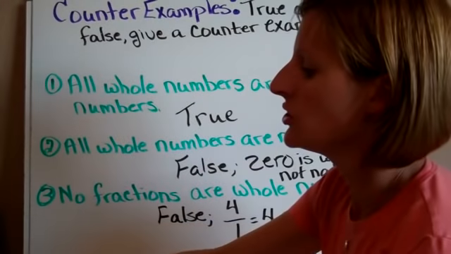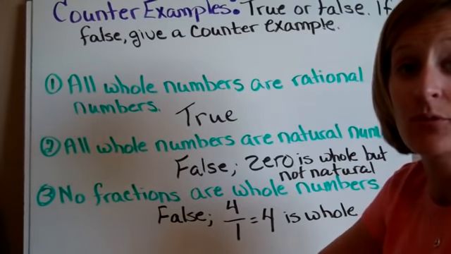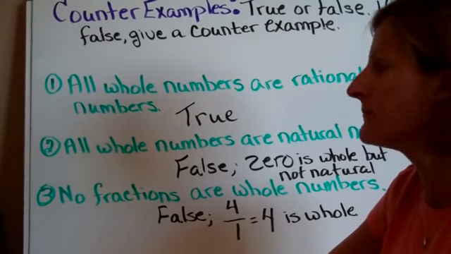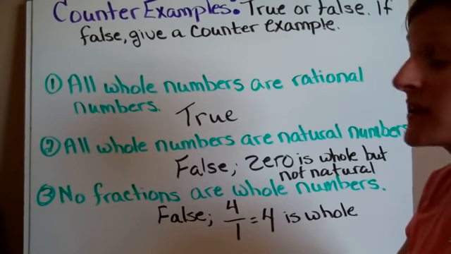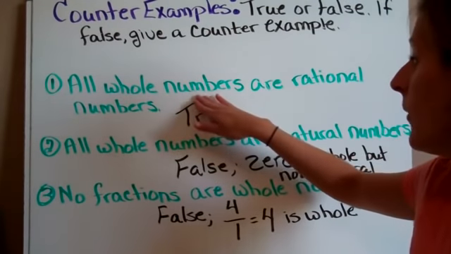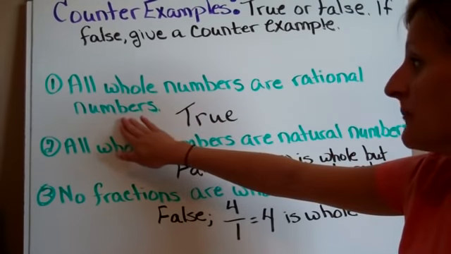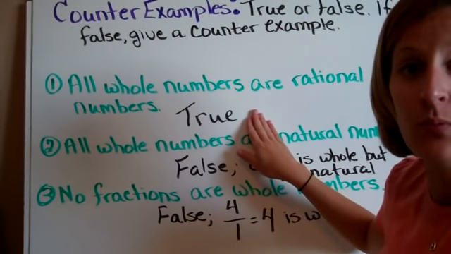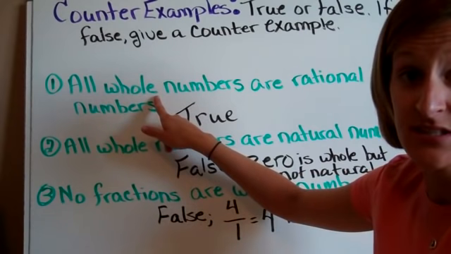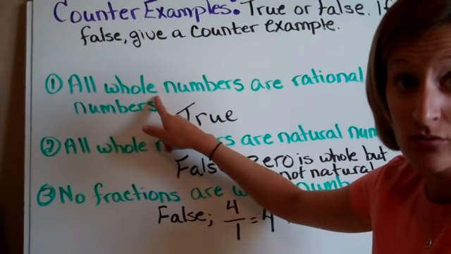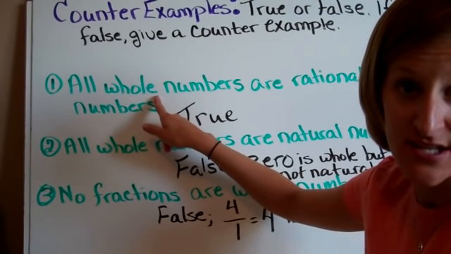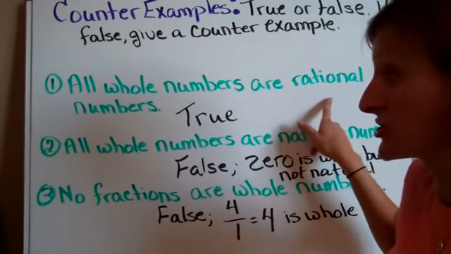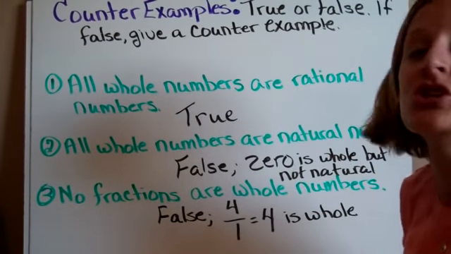The next thing we're going to look at is using counterexamples when looking at the real number system. This first example says all whole numbers are rational numbers. And this is true because, remember, whole numbers are counting numbers and 0. Well, all of those can be expressed as a fraction, and that's what a rational number is. So this example is true.